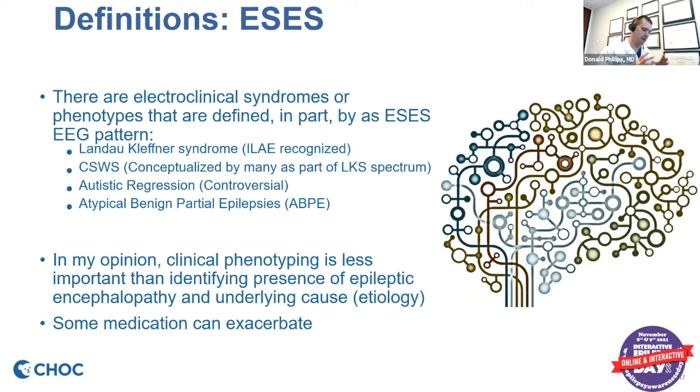And so as we're fitting patients into these buckets, we have to remember that there are patients who don't fit perfectly into that story, but who may be affected. And in my opinion, clinical phenotyping is becoming less important than identifying the presence of the epileptic encephalopathy and the underlying cause. So we did a lot of work for a long time as clinicians coming up with these groups of patients that look a certain way and behave a certain way. And the idea is that you want to be able to say something about how to treat someone and how they'll do.